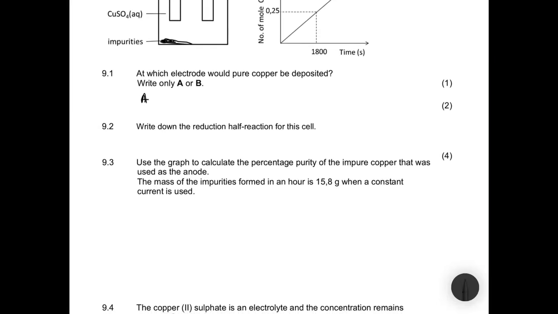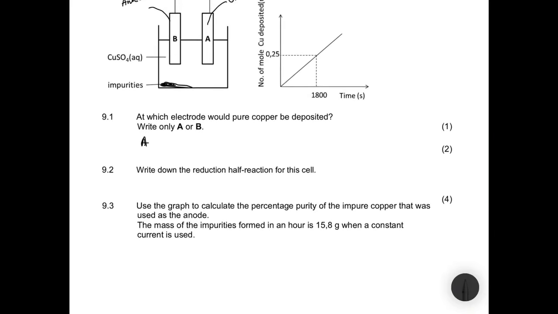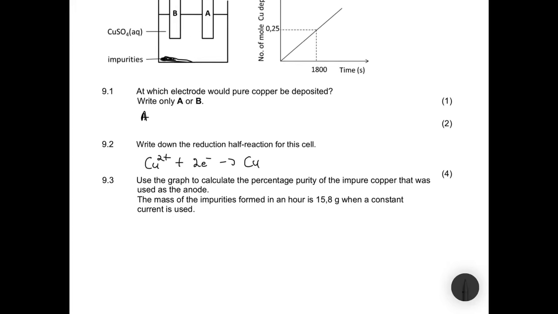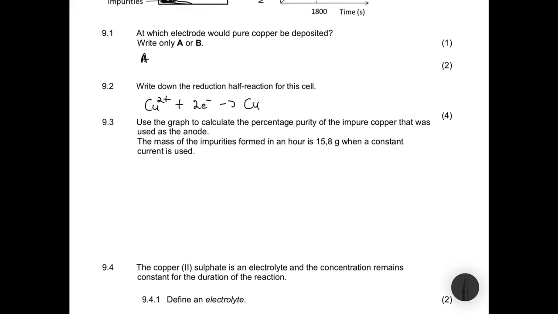And then 9.2 says, write down the half reaction for this cell. We have pure copper. It needs to be deposited somewhere. We're saying that it takes place at the cathode, and at the cathode, that's where reduction takes place. So we're going to have Cu²⁺ + 2e⁻ giving us Cu. That's our reduction half reaction for this cell. Now let's move to 9.3.